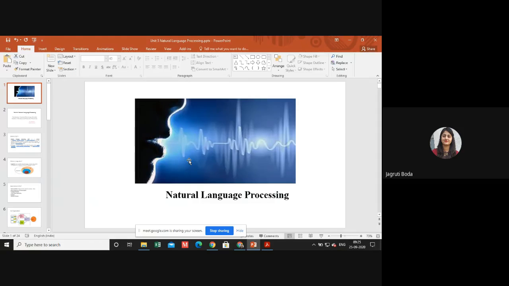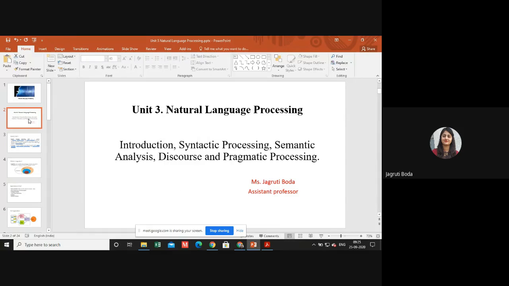So we start with the third unit, that is natural language processing. So what is natural language processing? Mostly all of you know: introduction, then syntactic processing, then semantic analysis, then discourse and pragmatic processing. These are the topics under your syllabus, right? So we start with the introduction.